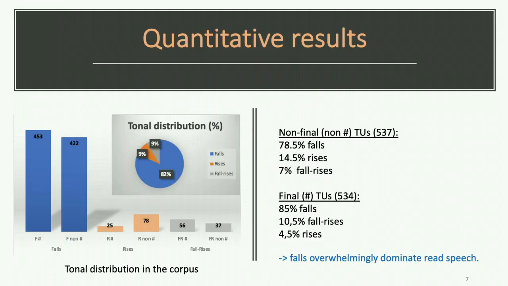Here are the results of the quantitative analysis. Concerning non-final tone units, 78.5% are produced with a fall. So contrary to what is generally admitted, the rising tone is far from being the most common contour for incomplete statements, as we see that only 14.5% rises were found and 7% fall rises were found.